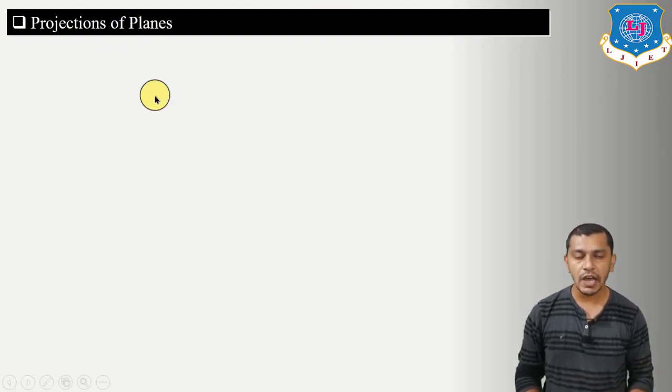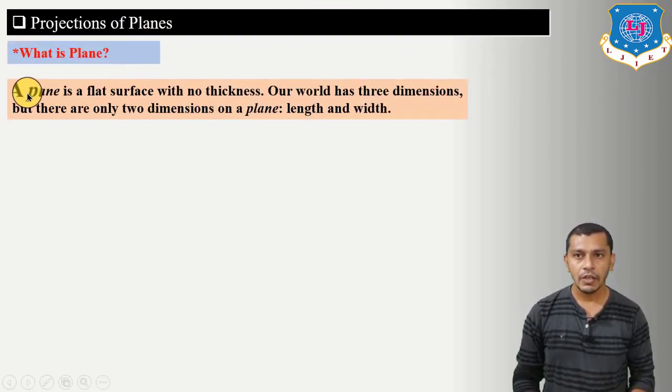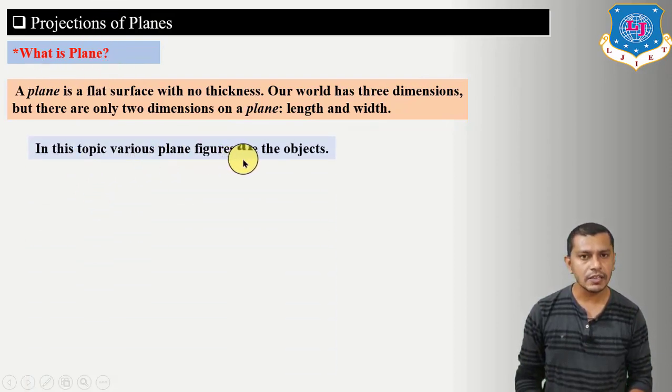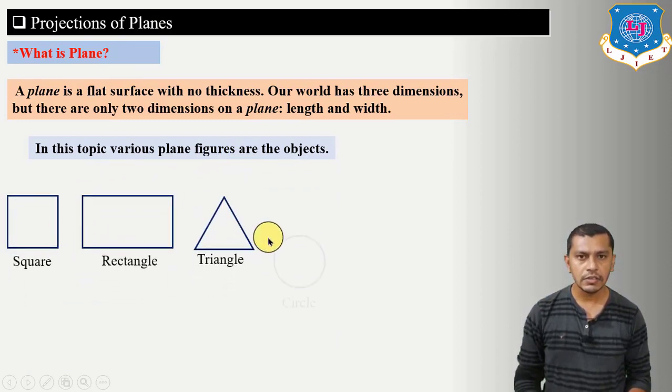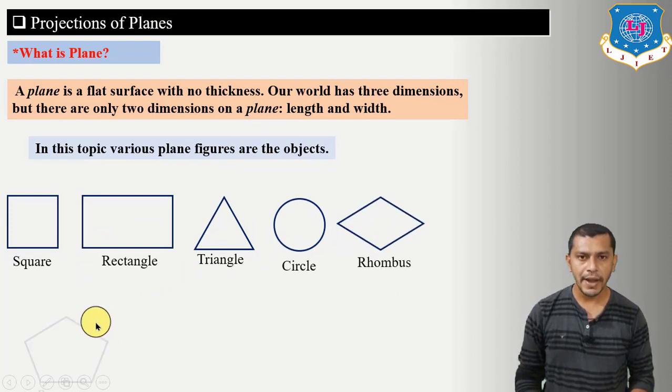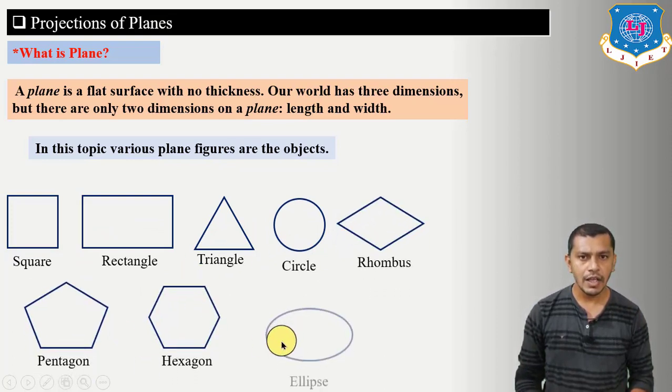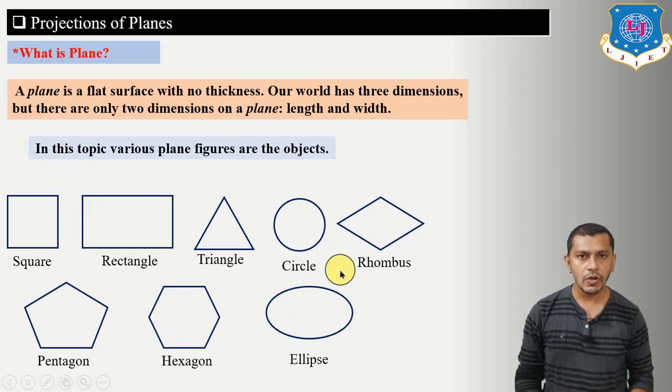So let us discuss what a plane is. A plane is a flat surface with no thickness. Our world has 3 dimensions, but there are only 2 dimensions on a plane, that is the length and width of the plane. So in this topic of projection of planes, the objects are various plane figures like square, rectangle, triangle, circle, rhombus, pentagon, hexagon and ellipse. In this topic we have to draw the plan, elevation and the side view of these given planes.